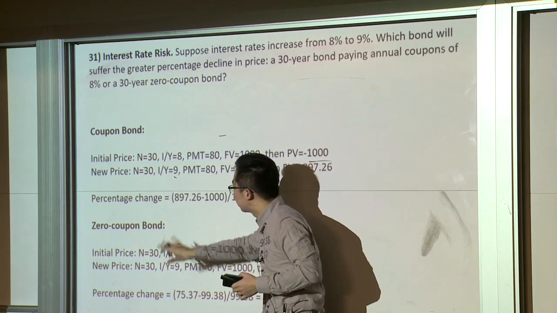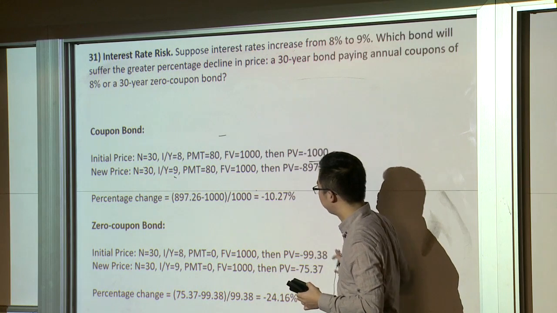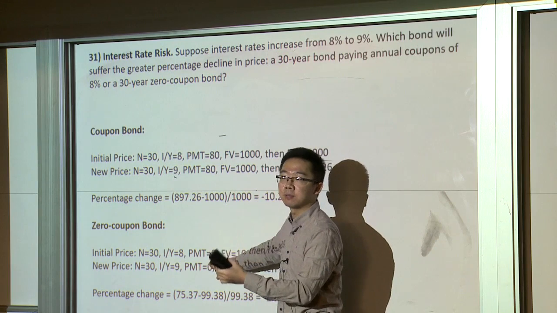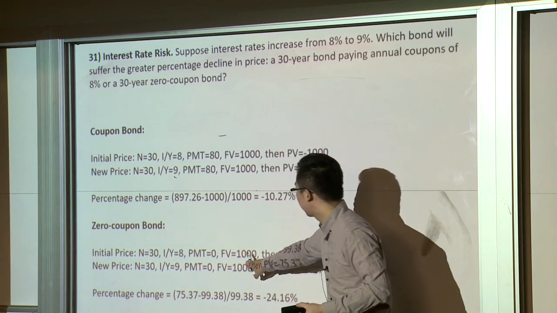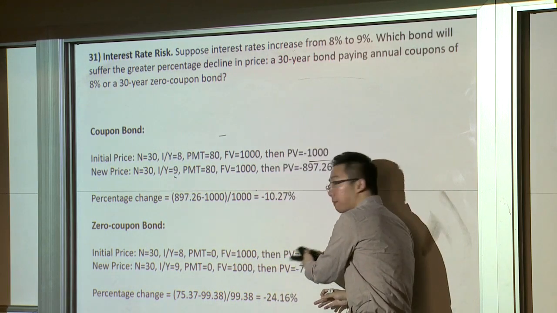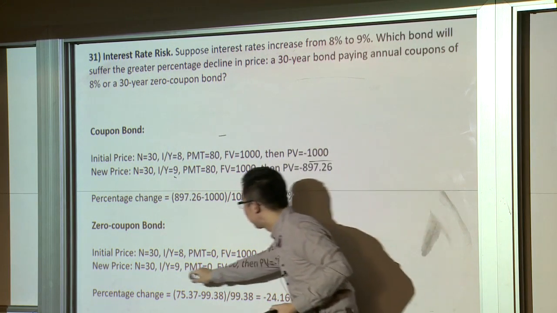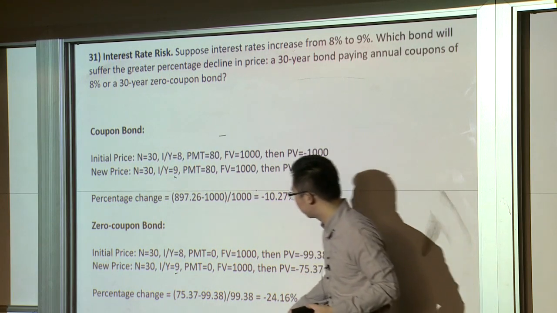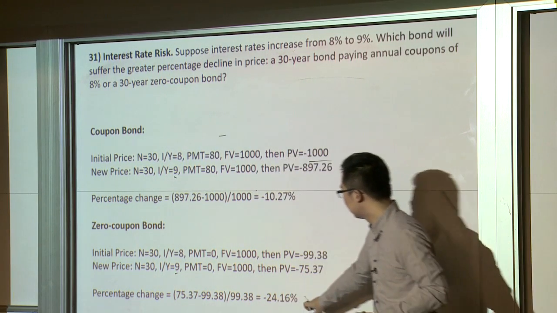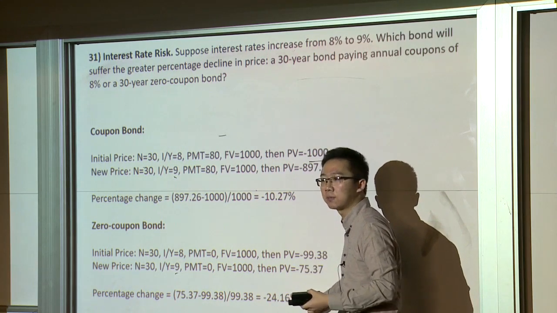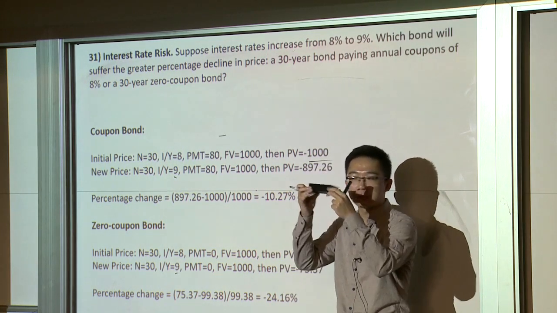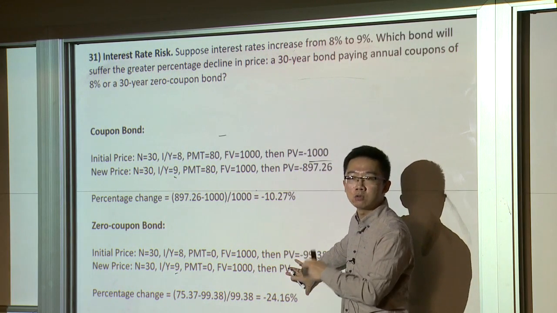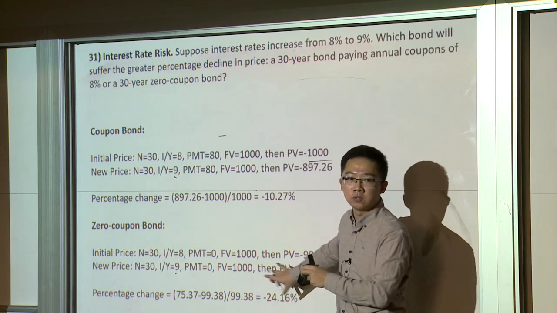What about the zero coupon bond? We're going to follow the same approach. So the initial price is 30 years maturity, I/Y 8, but PMT is 0 because we don't have any coupon. So future value 1,000, then present value is only about $100. Okay, and the new price becomes 9% I/Y. The price is 75, and if we calculate the percentage change in price, 24%. It decreases by 24%. So we know when the I/Y increases, the bond price decreases. But it turns out that the bond with a lower coupon rate is more sensitive to interest rate changes.